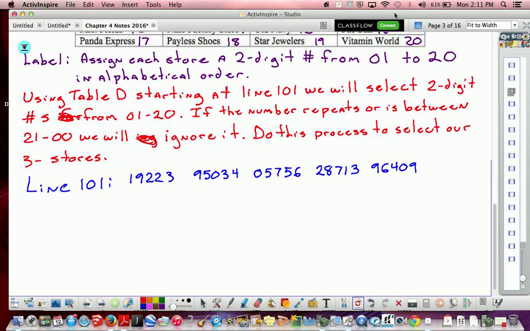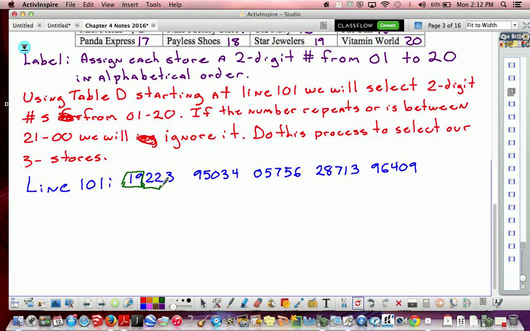According to my directions, I have to select a 2-digit number. All right? So my first 2-digit number here is 19. Is 19 one of my stores? Yes. So I got 1 store selected, and I'm going to put a box around it. My next one is 22. Is that one of my numbers? No. So that's why if the number repeats, if I were to get 19 again, I would ignore it.